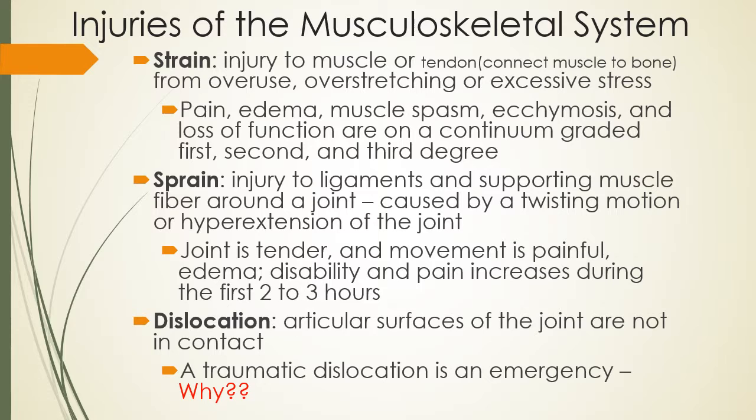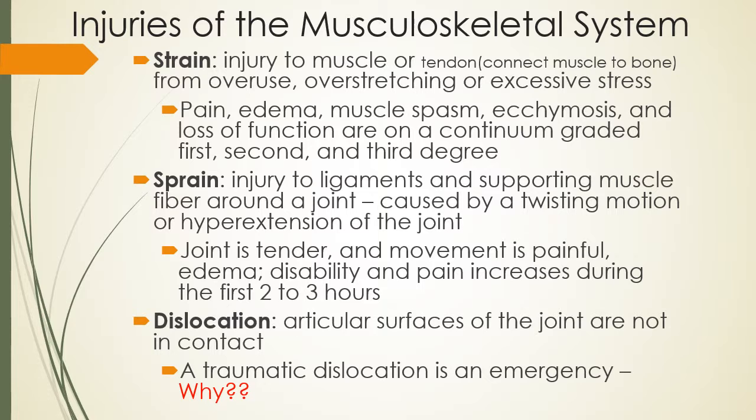So here are some definitions. Strain: injury to muscle or tendon. Remember, tendons connect muscle to bone. So a strain is injury to that muscle or tendon from overuse, overstretching, or excessive stress. What are the signs and symptoms of that going to be? Pain, edema, muscle spasm, ecchymosis, loss of function. They're all on a continuum graded first, second, and third degree, first being the least, second and third degree being the worst.